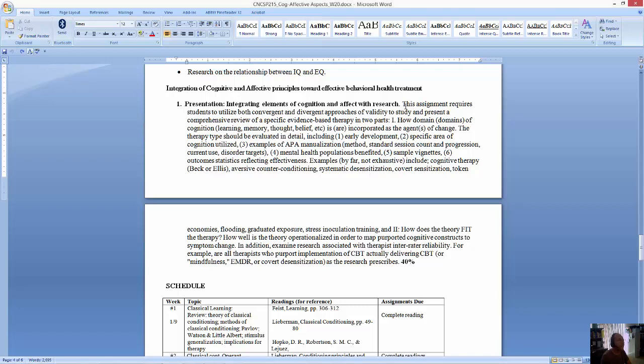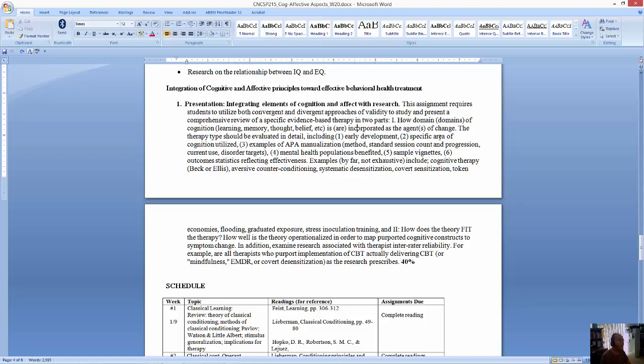And in here, let's just go over these items because some of them are more or less important and germane to the assignment. Some more, some less. If you can find something that is specifically germane or relevant to it, then fine. And if you can't, that's okay too. So let's look at the first part here, how the domain or domains of cognition are incorporated as agents of change, then the therapy type that should be evaluated in detail.